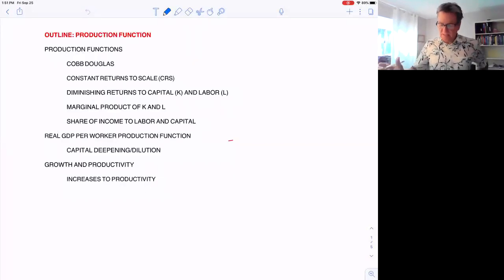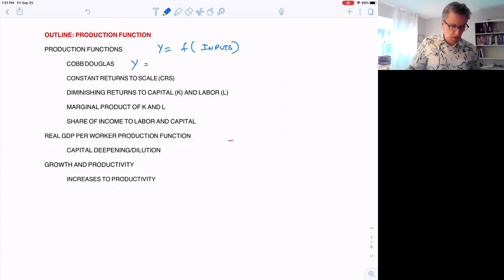Okay, what we've done in this module is we've gone over production functions, which just shows the relation between output and inputs, where output is a function of inputs. We went over the Cobb-Douglas production function, which is y equals A times K to the alpha L to the beta. We like the Cobb-Douglas production function because it shows constant returns to scale, because alpha and beta sum to 1, but it shows diminishing returns to capital and labor.